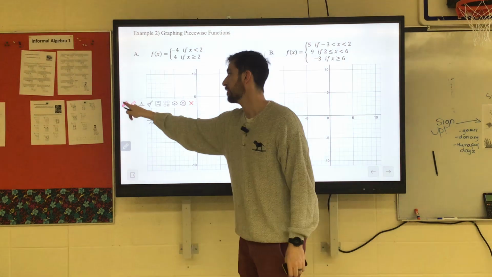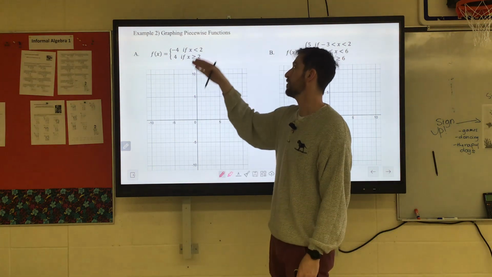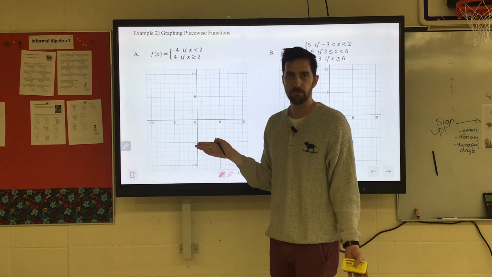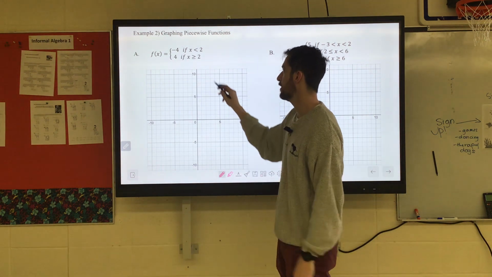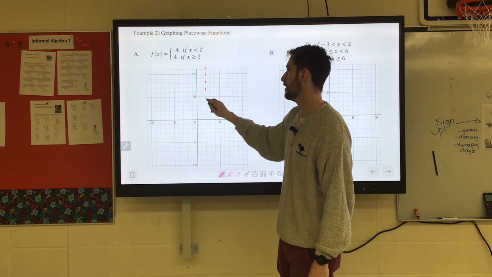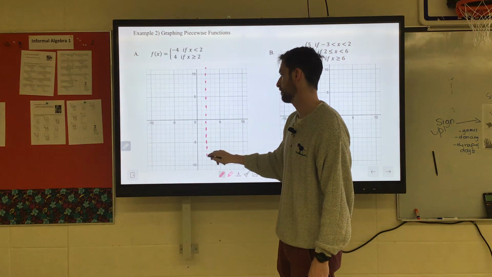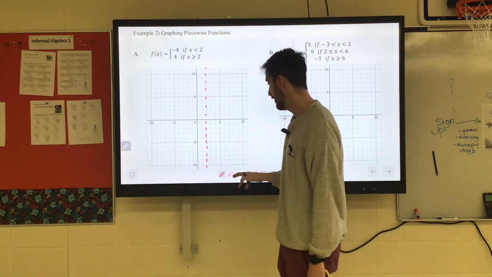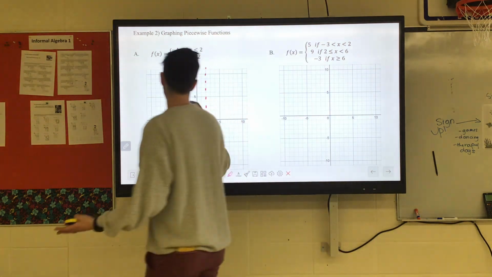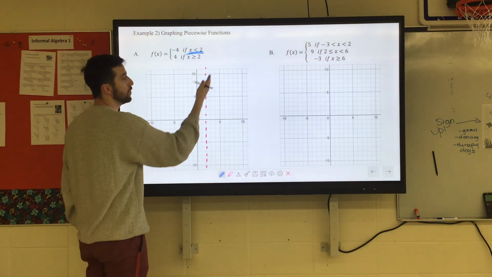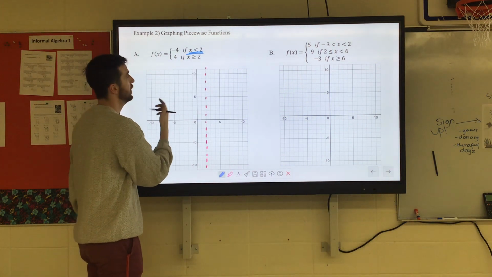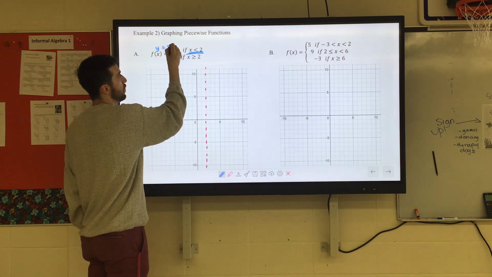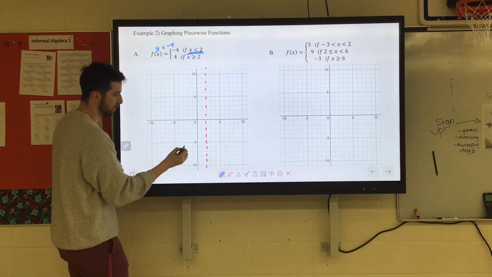So if we look here, it says f of x equals negative 4 if x is less than 2. So if you had the line x equals 2, that would be a vertical line at 2. So I like to put this dotted line there. And we're going to have a different line on the left side of that and on the right side of that. So if x is less than 2, aka to the left of 2, we're going to be graphing the line y equals negative 4, which is just a flat line at negative 4.